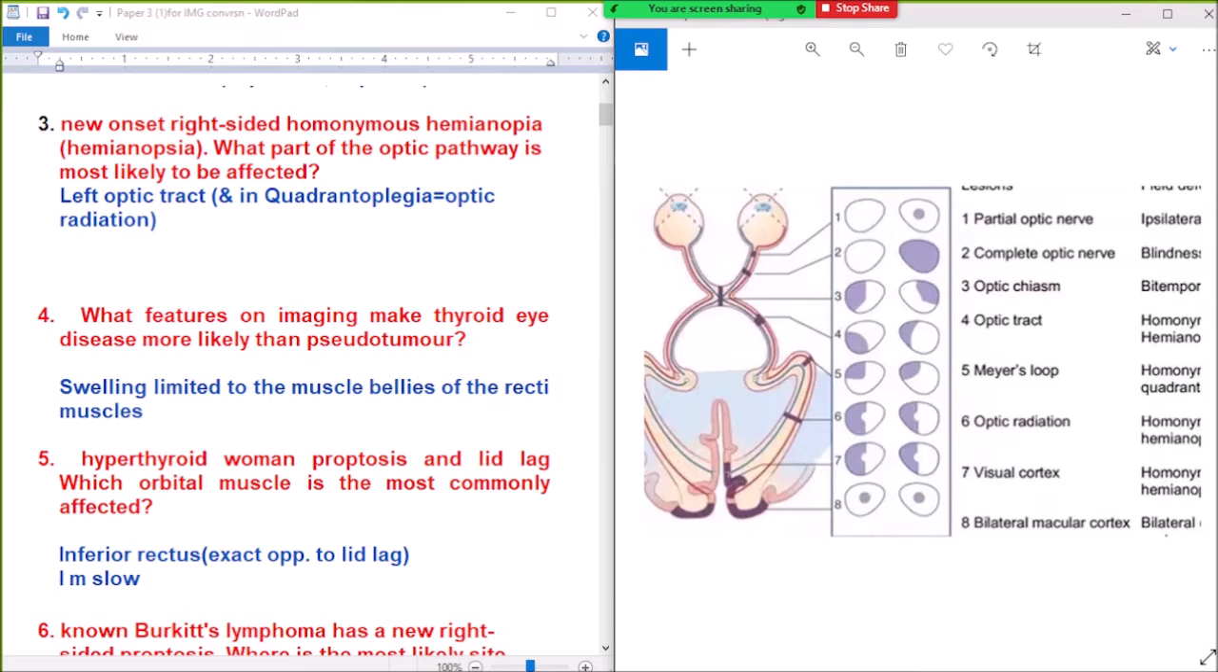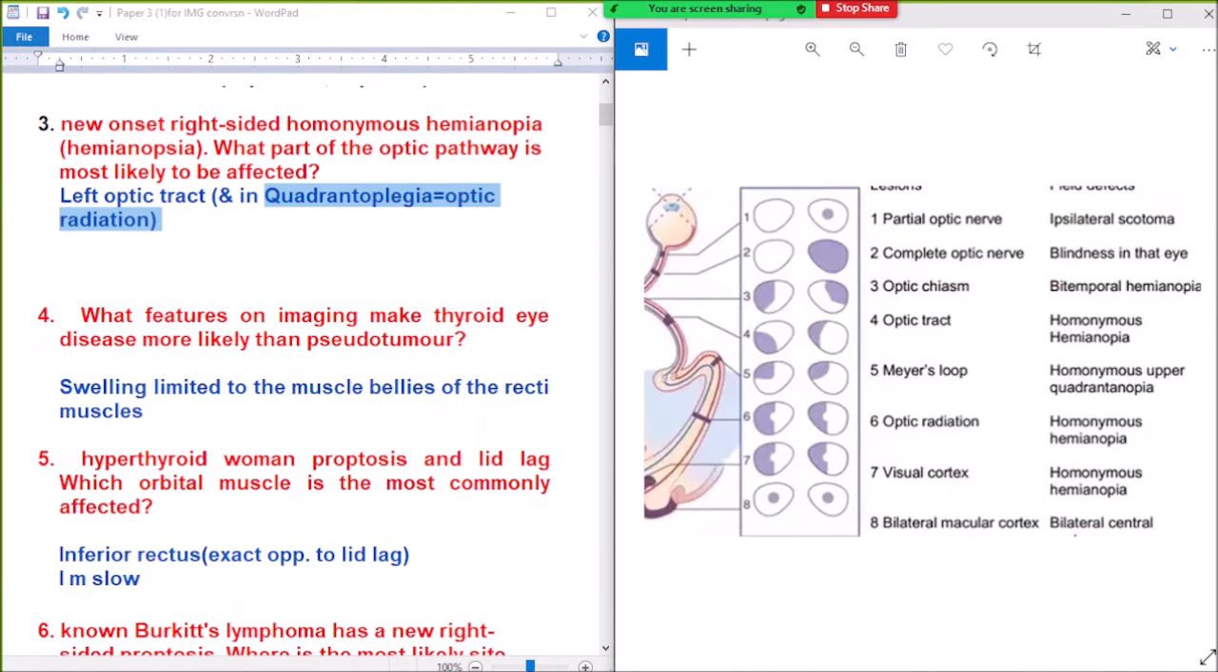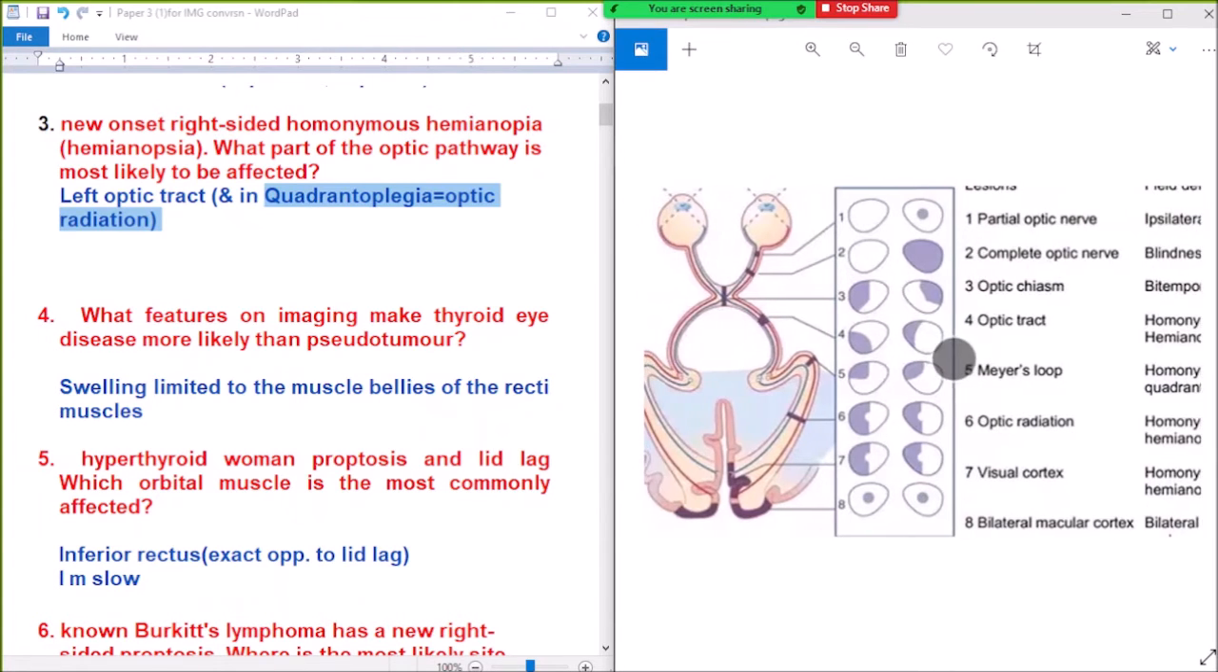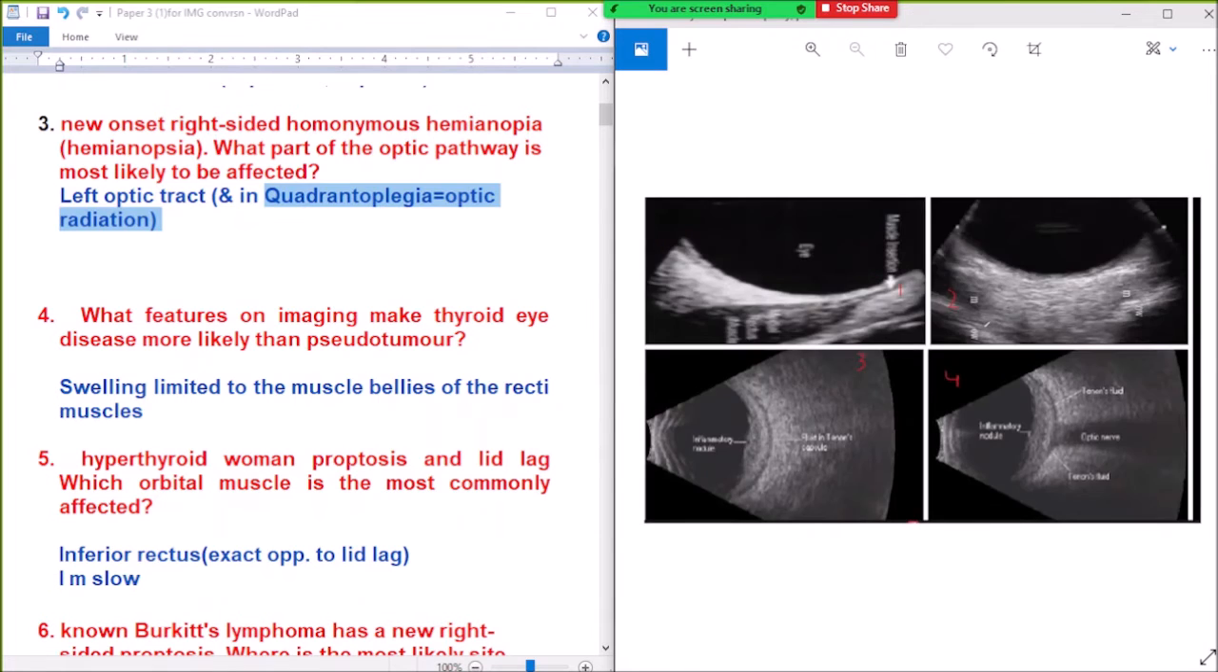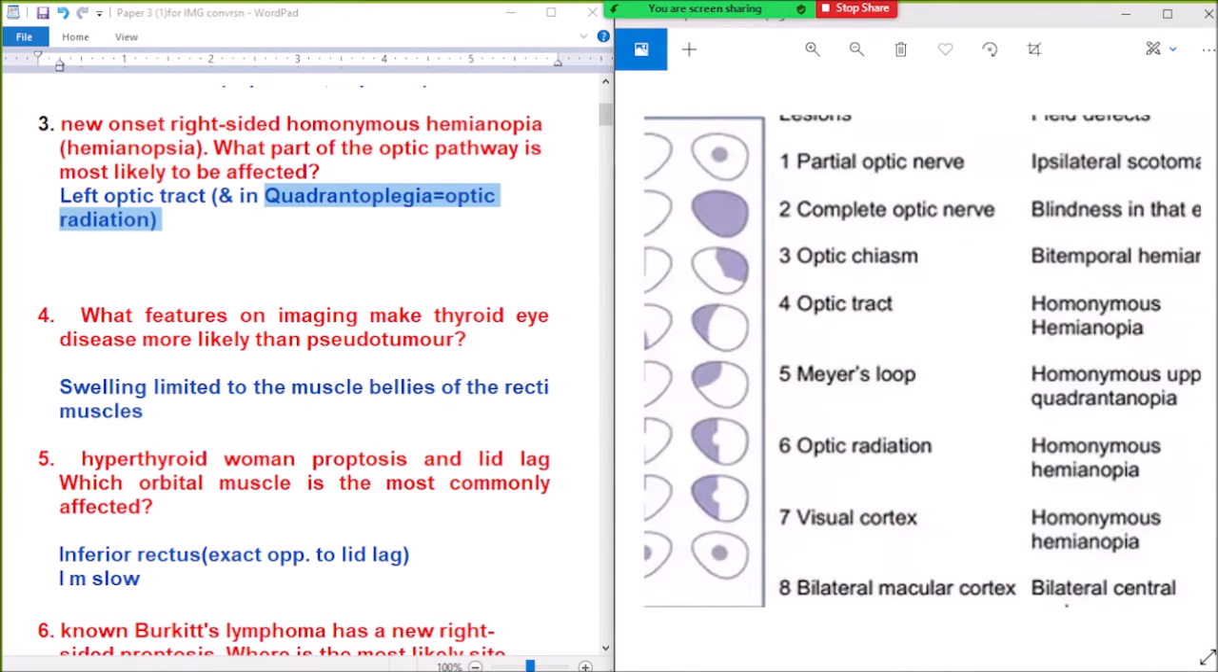Again, new onset right side hemianopsia. What part of the optic pathway is most likely to be affected? Left optic tract. And in quadrantanopia, optic radiation is affected. Like here, with homonymous hemianopsia, the optic tract is affected. Correct? Homonymous hemianopsia, the optic tract is affected, and then with quadrantanopia, optic radiation is affected.